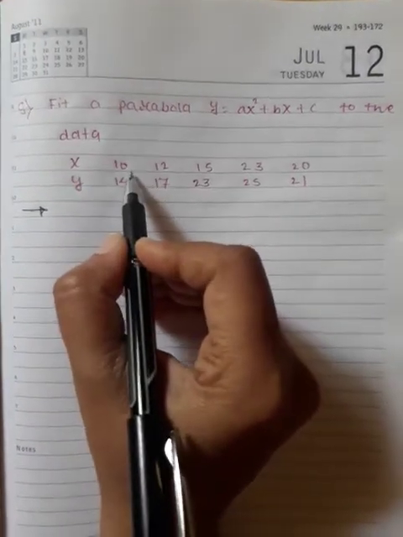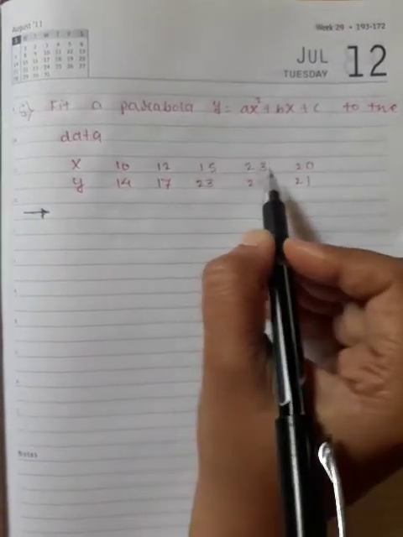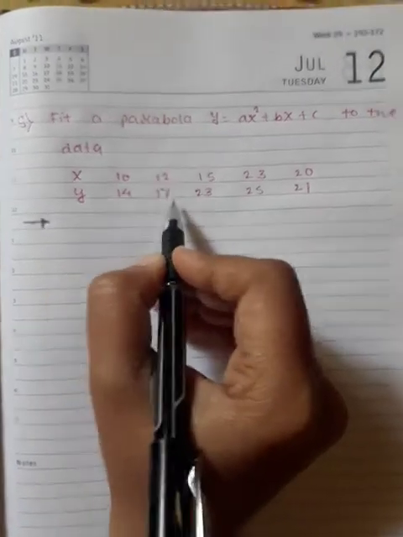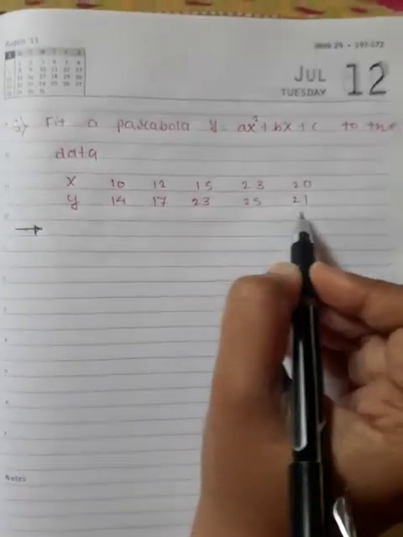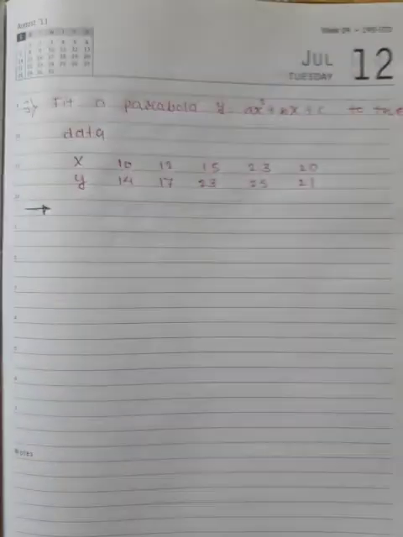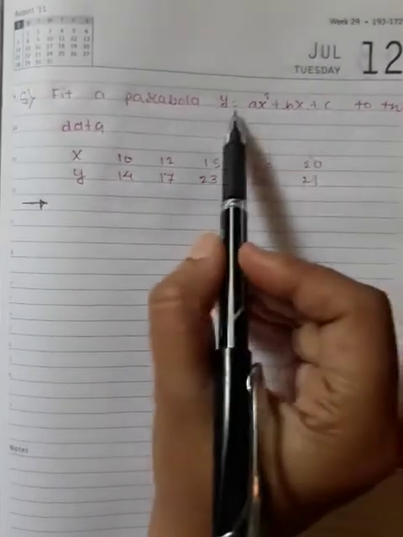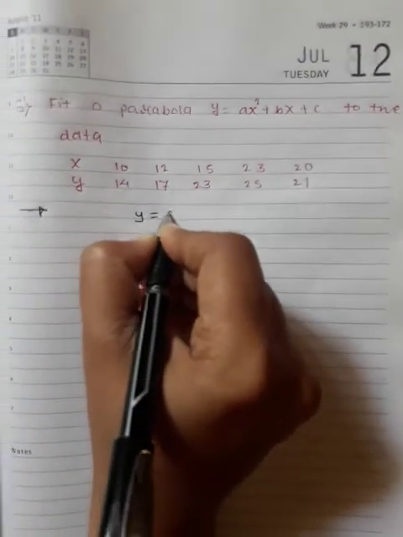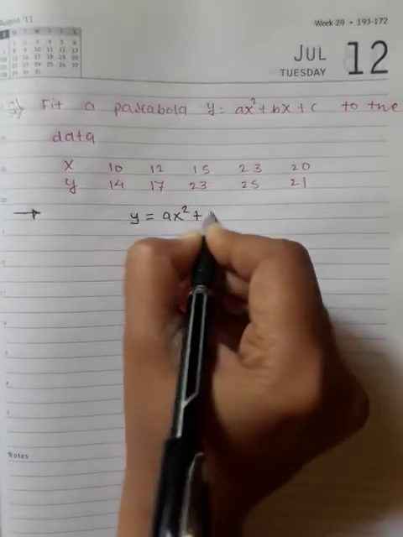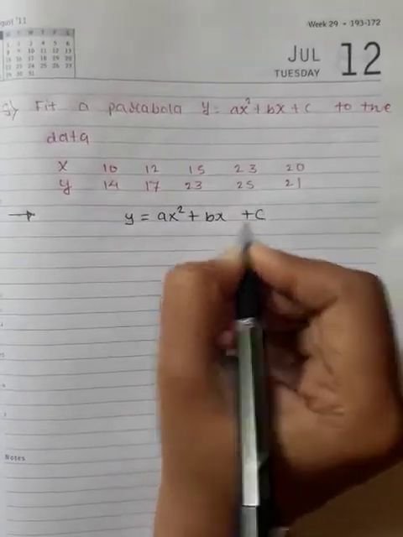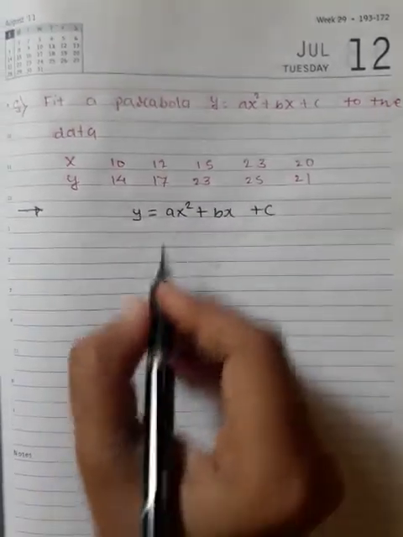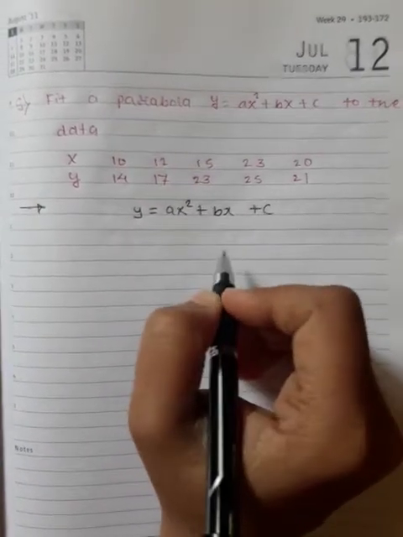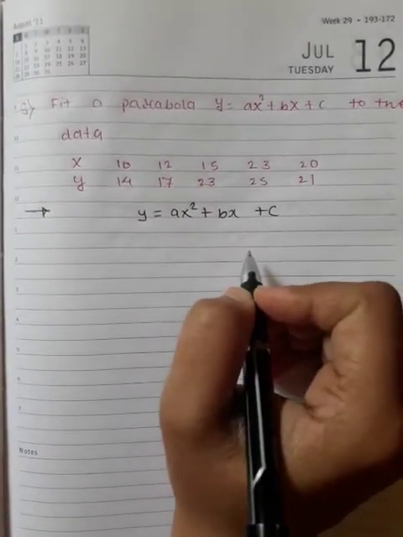X is equal to 10, 12, 15, 23, 20. Y is equal to 14, 17, 23, 25 and 21. So the curve is given to you in the form of a parabola, y is equal to ax square plus bx plus c. If you consider this equation, there are three unknowns a, b and c, so we require three simultaneous equations.